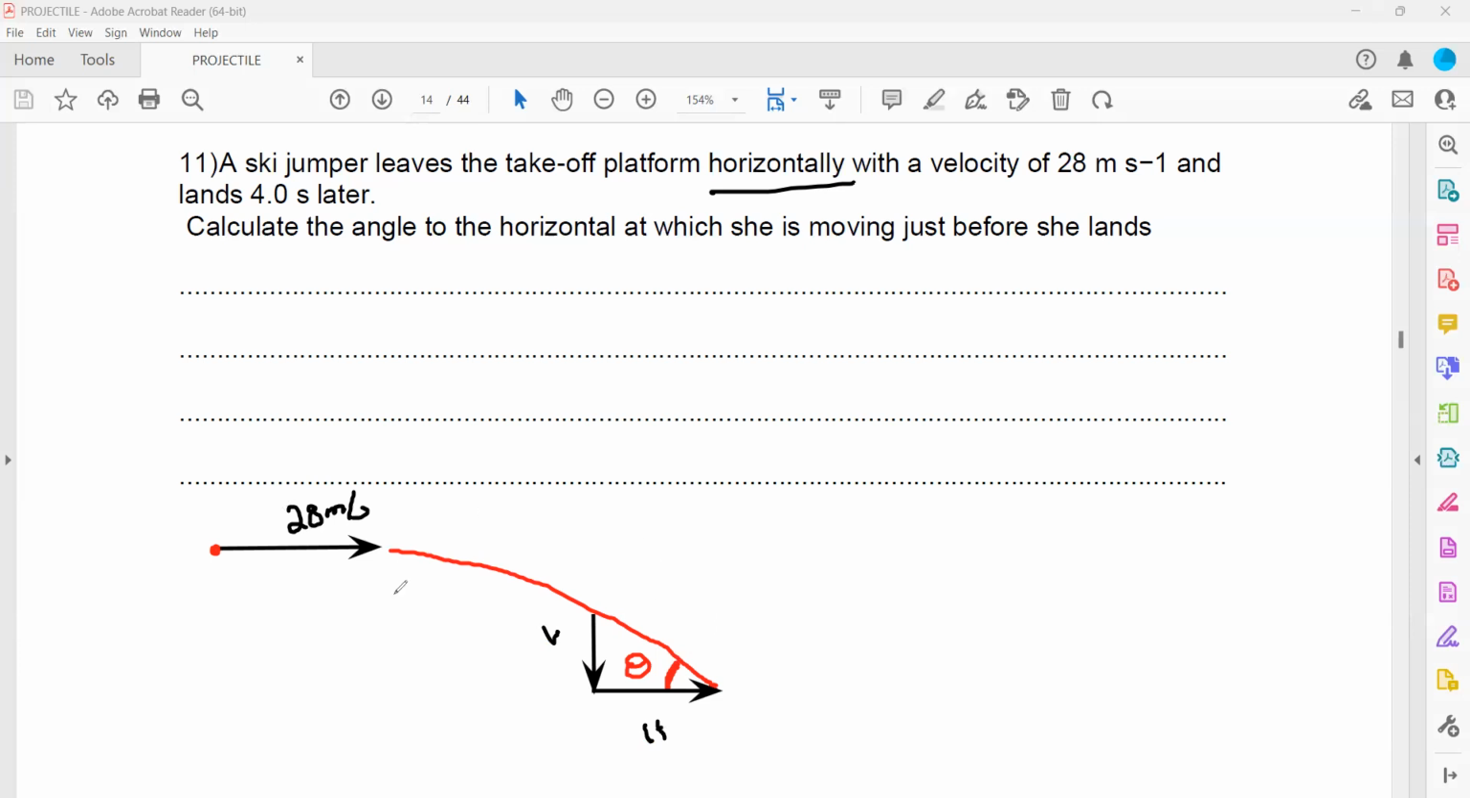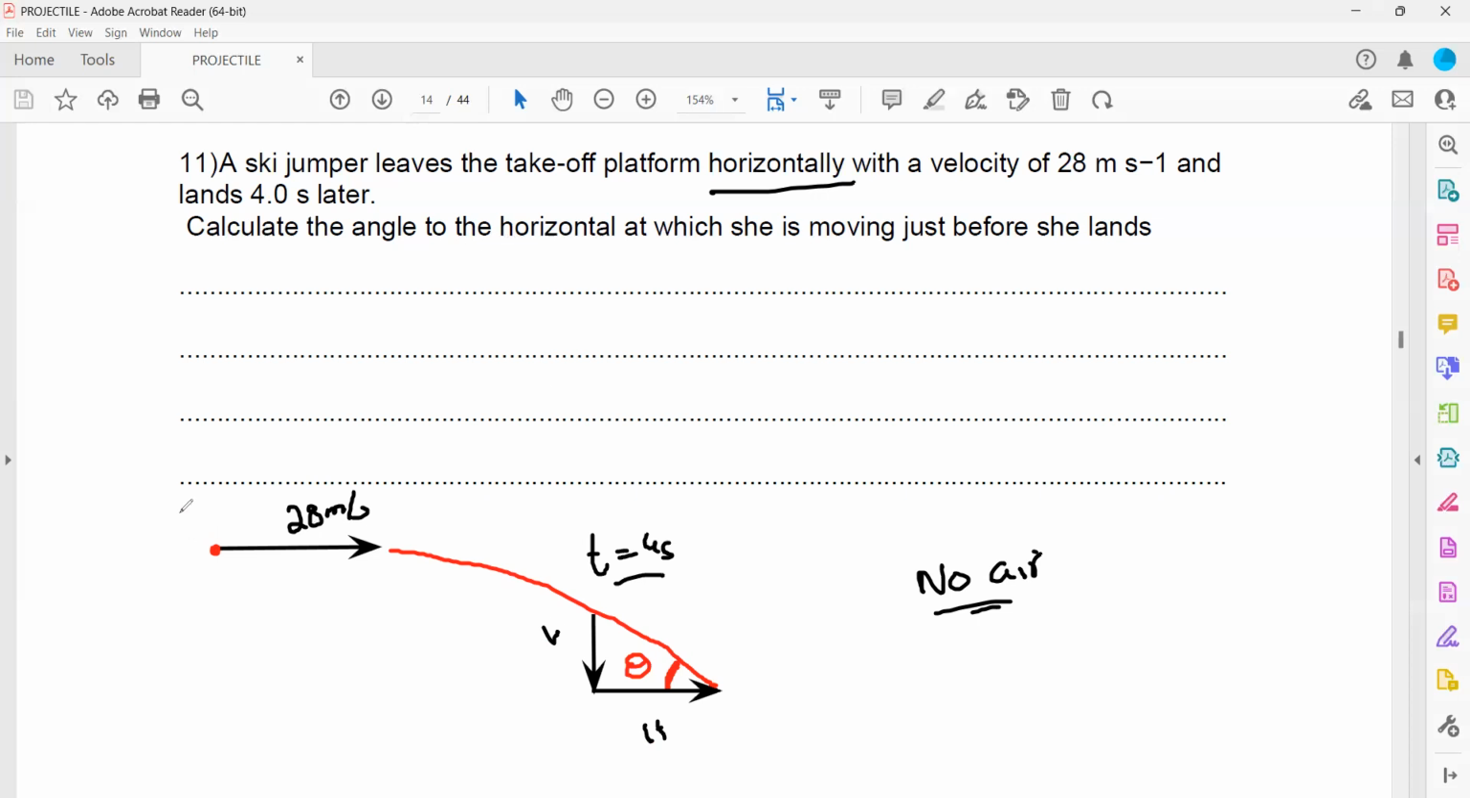So she took 4 seconds to hit the ground. How to get the horizontal component? As you can see, it's a two-dimension motion, so we assume that there is no air resistance. In practice, there will be, but we assume that there is no air resistance. So as there is no air resistance, the horizontal component will remain the same.